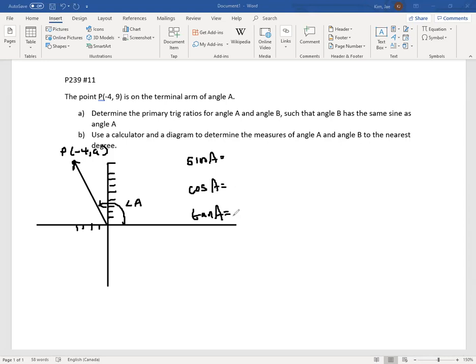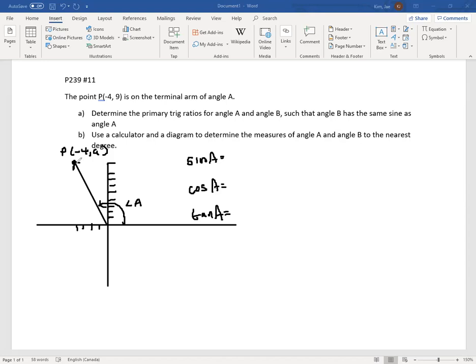Would you like me to complete it or would you like to chime in? Someone willing to chime in on this question to see if you have a better understanding. Take a risk. How would you go about this? There's enough information to start talking about opposite over hypotenuse, adjacent over hypotenuse, opposite over adjacent. Go ahead.